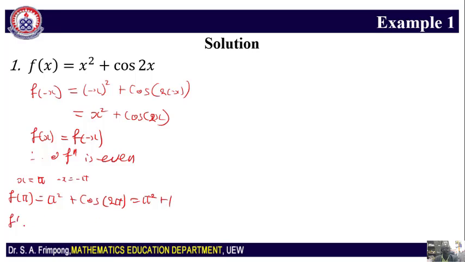Now we compute f of negative pi, and that will give us negative pi all squared plus the cosine of negative 2 pi. You know that negative pi all squared is pi squared, and if you use a calculator to compute cosine of negative 2 pi, you realize that you get the same answer, 1. So we say that this very function is an even function.